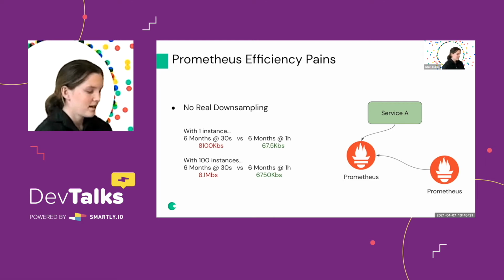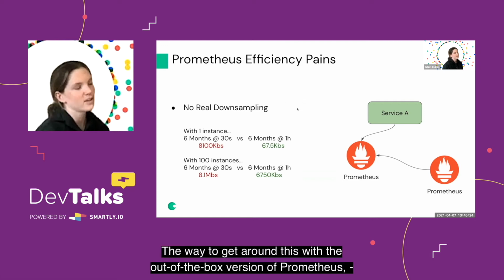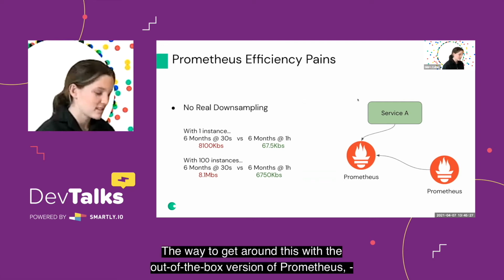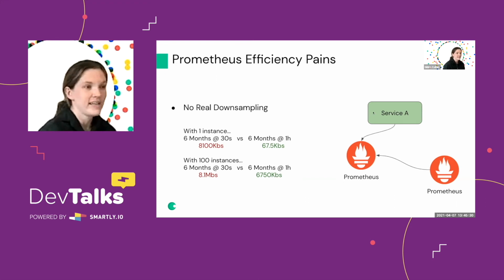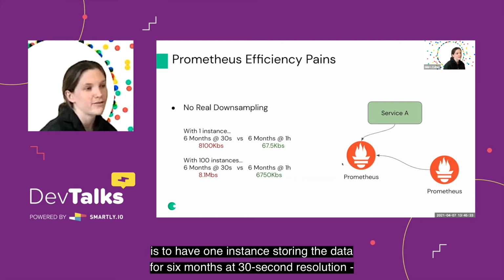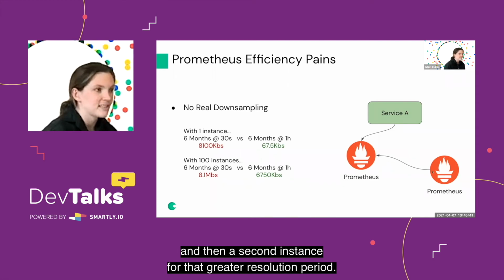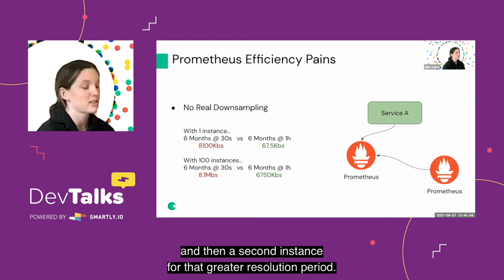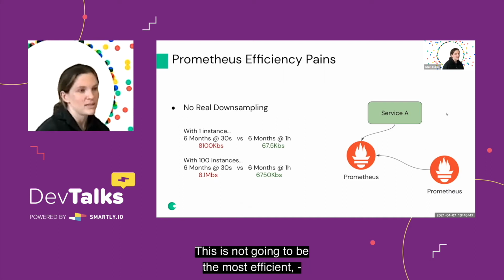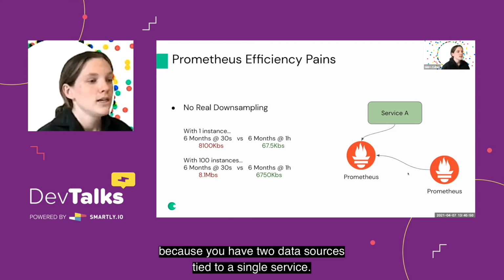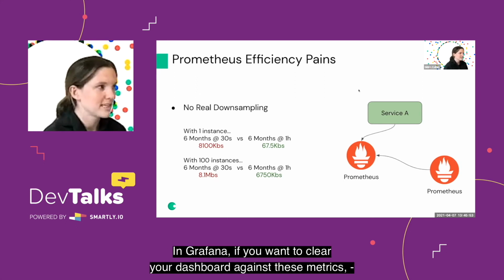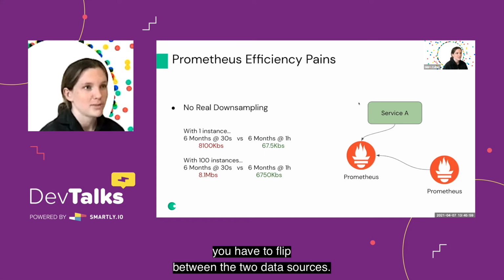And so the way to get around this with the out of the box version of Prometheus is to have one instance of Prometheus storing that data for 6 months at that 30-second resolution, and then a second instance for that greater resolution period. This obviously is not going to be the most efficient, because now you have two data sources tied to a single service. So for example, in Grafana, if you want to query a dashboard against these metrics, you're going to have to flip between the two data sources. And so you won't have that single place of truth.